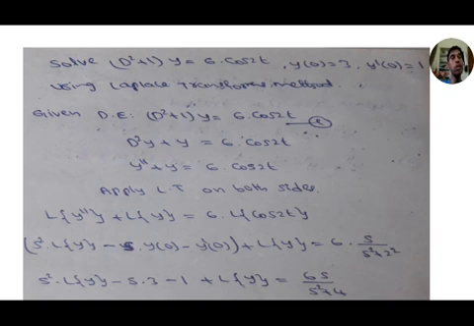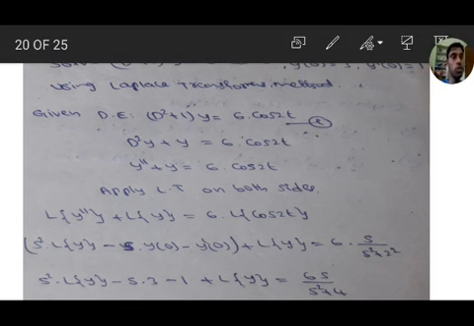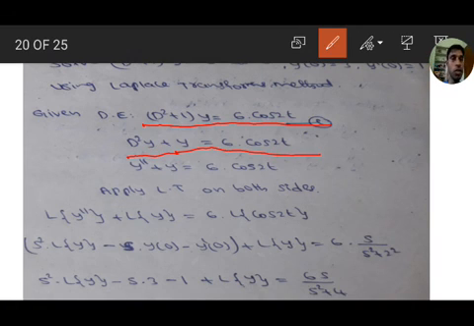We get the answer. So solve (D square plus 1) of y equal to 6 cos 2t, given y of 0 equal to 3, y dash of 0 equal to 1, using the Laplace transform method. Okay, so the given differential equation (D square plus 1) of y equal to 6 into cos 2t, that is D square of y plus y equal to 6 cos 2t. So D square of y means y double dash, so y double dash plus y equal to 6 cos 2t.